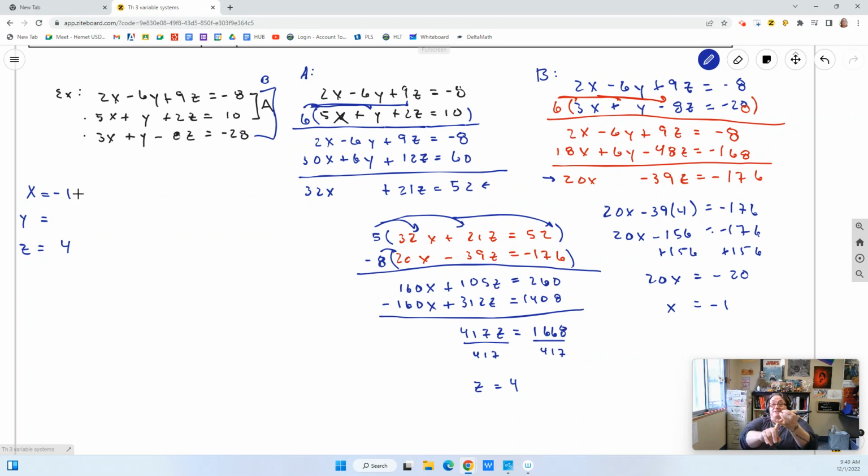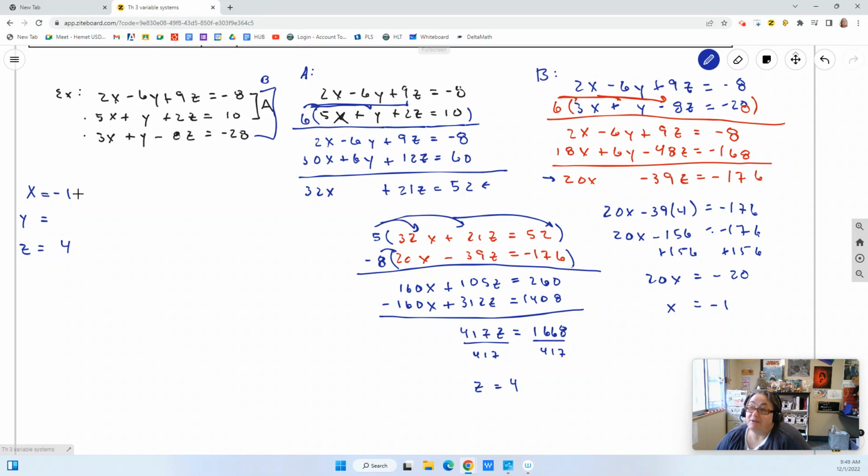Well, look, now I know what x is, and I know what z is. The only thing I'm missing is y, right? So I have to go back to any one of these original equations that has an x, a y, and a z. So look at that top one. That top one looks pretty easy, right?